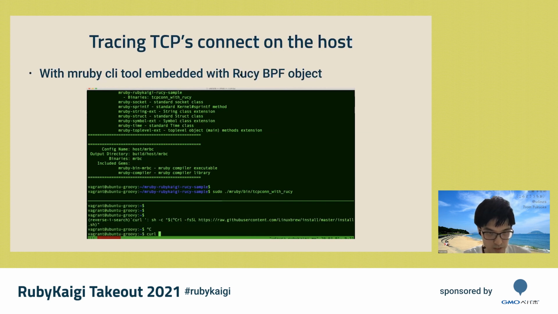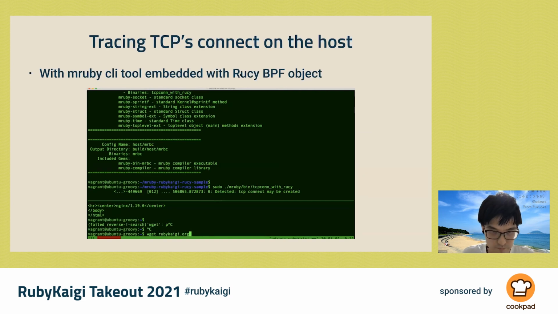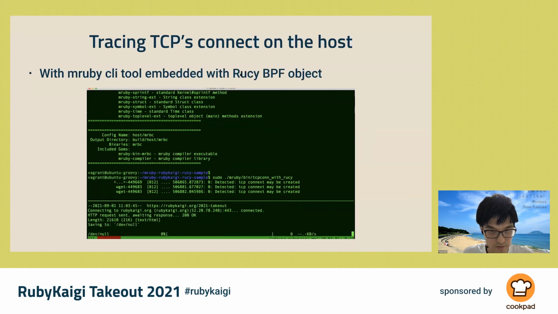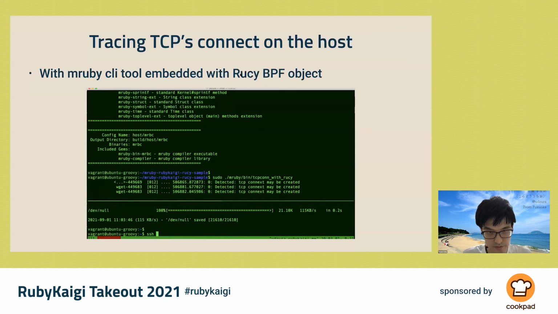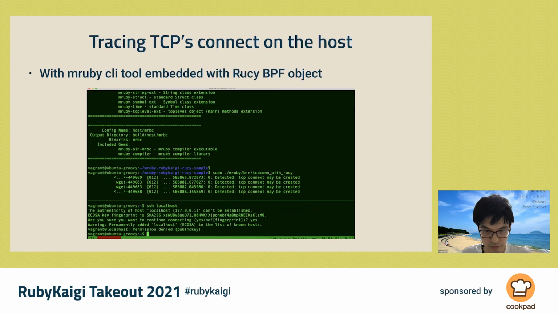Hitting the curl command. Curl internally uses TCP connect and it is logged. Also using dig. And then getting the traced result. Also, SSH makes a TCP connect internally.